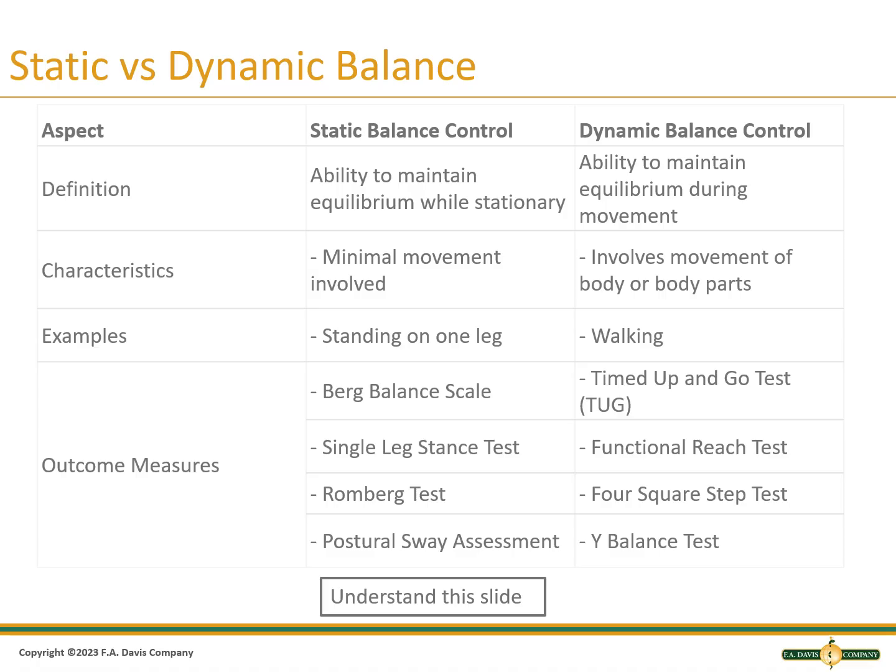Dynamic control involves movement of the body and can be assessed with tests such as the timed up and go, the functional reach test, the 4-square step test, and the Y balance test. We will go over some of these in class as part of your lab, so you can be familiar with them, but I would understand this slide to be confident in your understanding of the difference between static and dynamic balance.